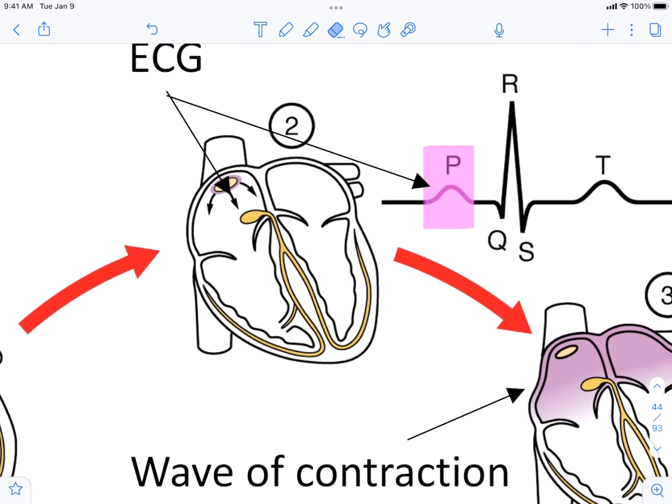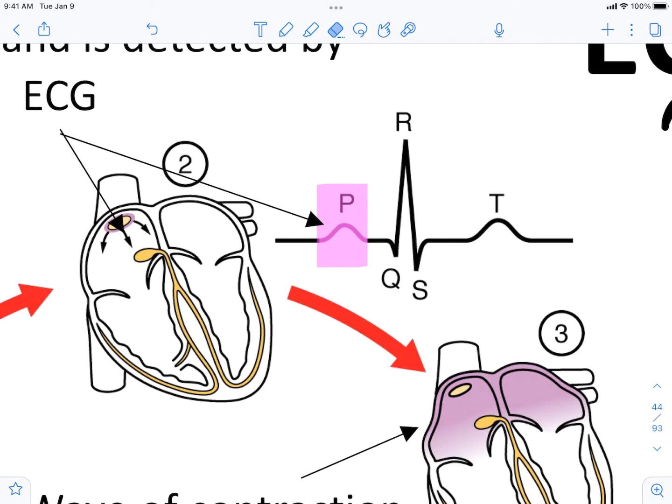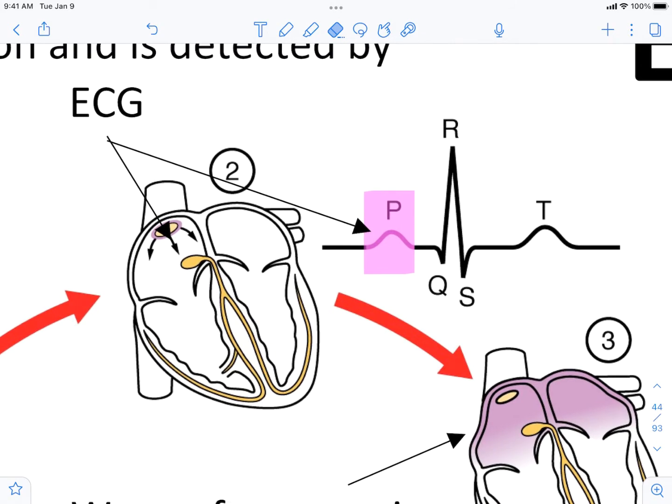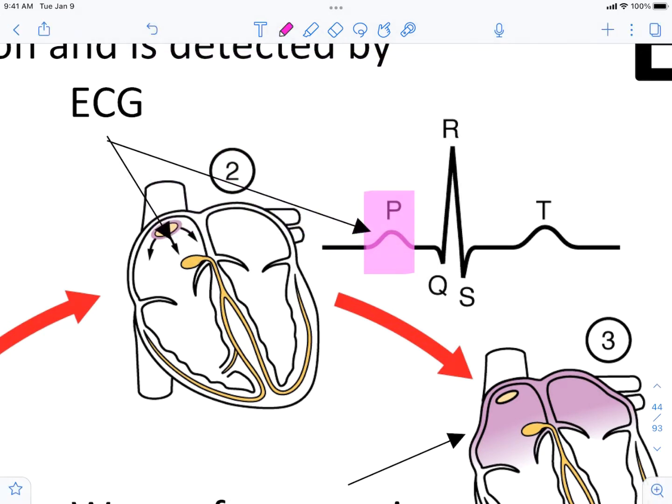Then we'll begin this next phase. Now, if you look at the pink box, that shows you where we are. We're now at the P wave. This is what's happening electrically. And the signal starts, as I'm sure you know, in the sinoatrial node.